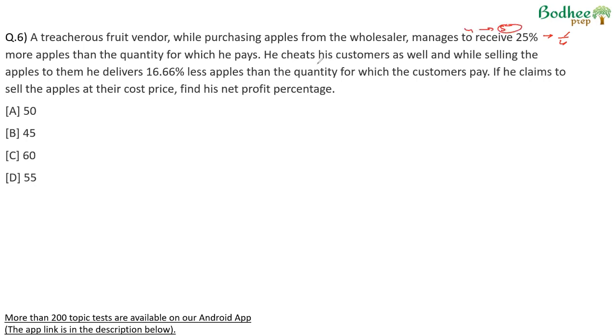He cheats his customer as well, and while selling the apples to them, he delivers 16.6% less apples than the quantity for which the customer pays. 16.6 is 1 by 6. So if a customer pays for 6, he sells them only 5. He got 5 here, he's selling 5 here, so that will settle the answer. If he claims to sell the apples at the cost price, find his net profit percent.